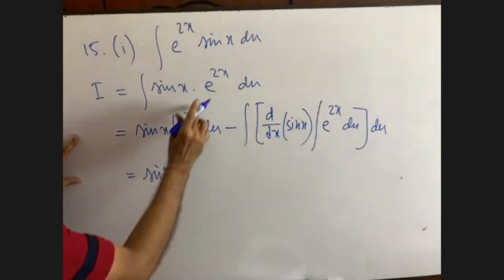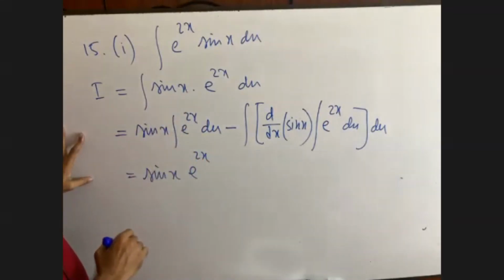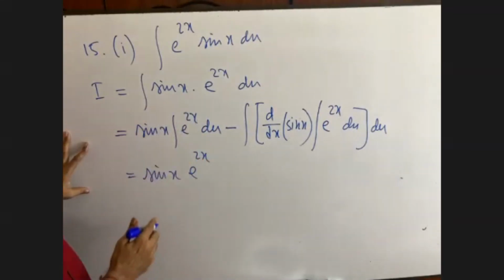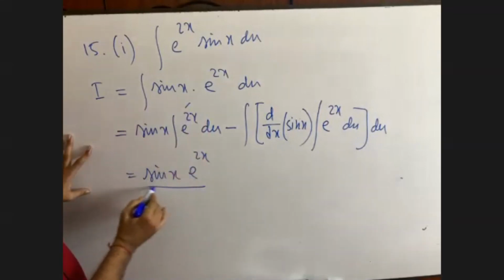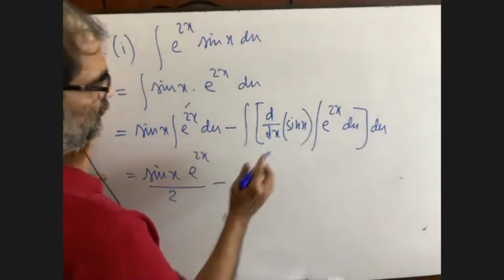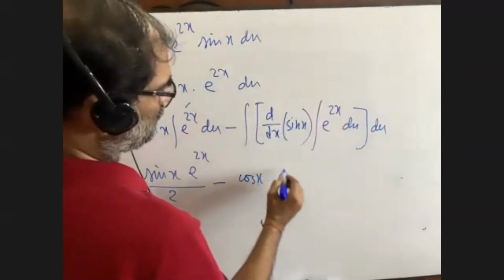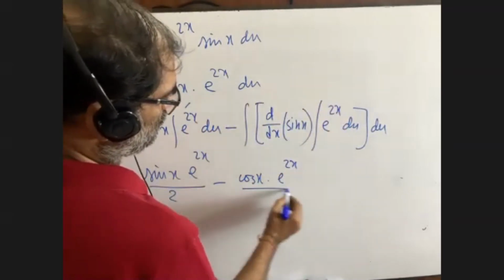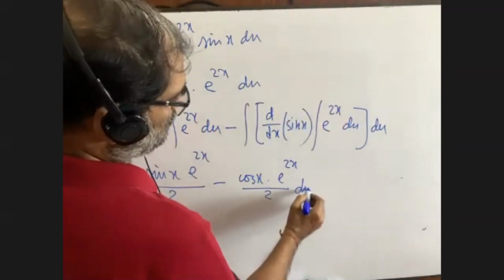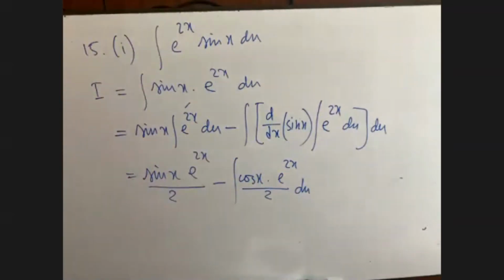E to the power x is equals to what? E to the power x. This is 2x, so the coefficient is 2, and it will be divided by 2, right? Okay. Then minus sin x equals to what? Cosine x. It is e to the power 2x, e to the power 2x by 2 dx integration.